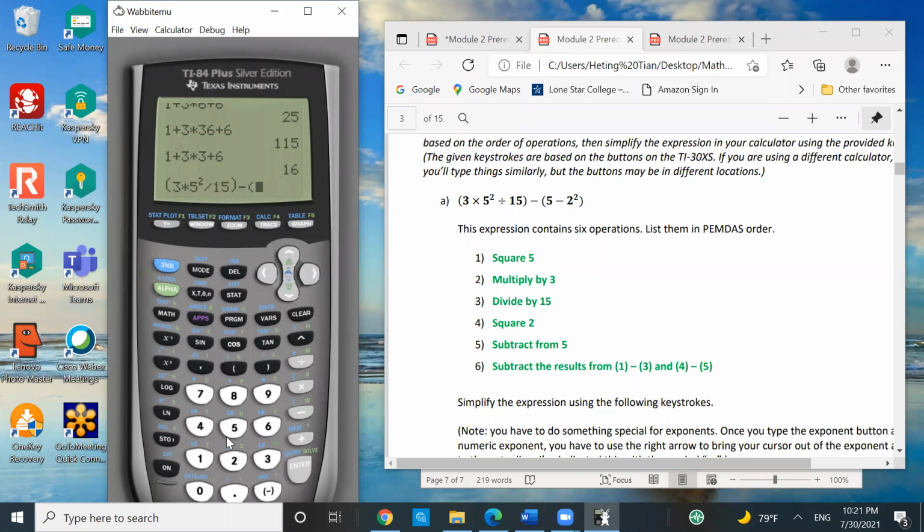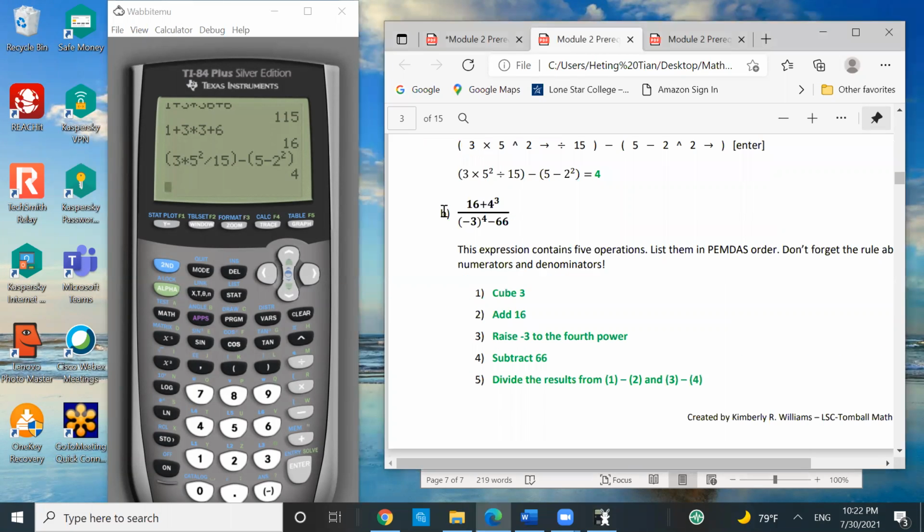parentheses, 5 plus, oh sorry, that's minus. So minus 2 squared. And then don't forget to click this button because the cursor will come down, and then close the parentheses. Hit enter. That's 4.